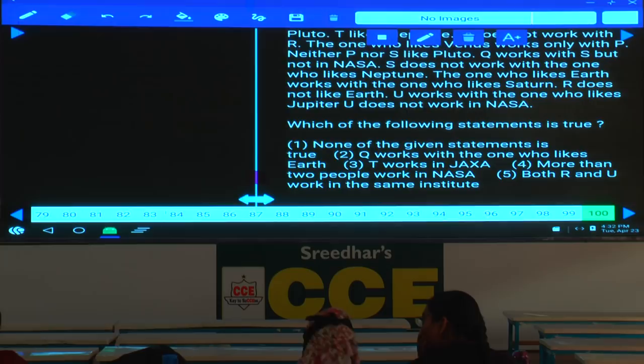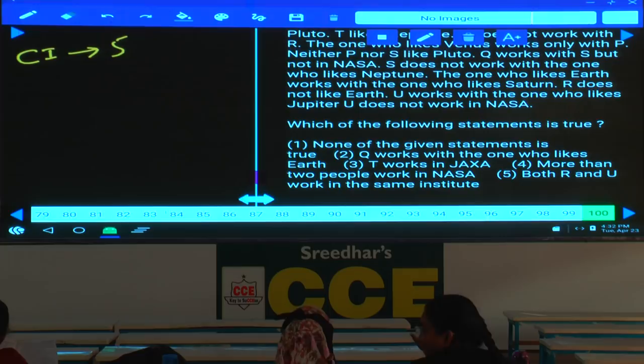If you attempt the easy ones first, then we get more marks, isn't it? Hence if you have a glance at this, the first is 77 to 81, that is coded inequalities. In these coded inequalities, there are 5 questions you can easily solve within just 2 to 3 minutes without using your pen and paper. Hence, first we need to focus on such type of areas.